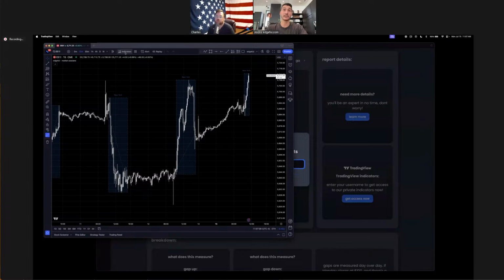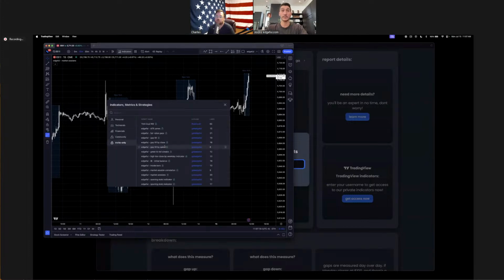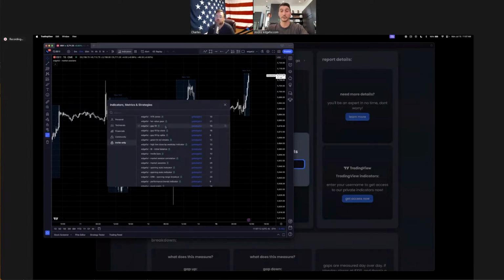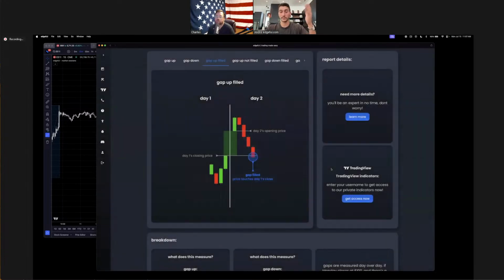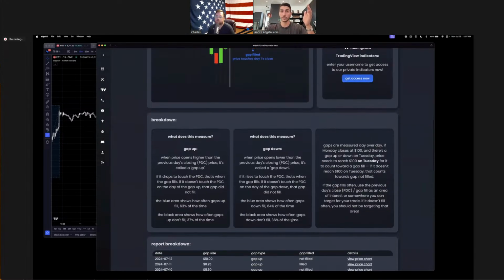Now I get access to all 20 plus TradingView indicators that we have built. So when you do this, you get all of the indicators and all the new ones that come out too automatically added. You don't have to do this for every report. You just have to do it once. Just something to keep in mind. I'm going to touch on a few of the indicators later, but I just wanted to show people how to do that. Some more explainer text here.